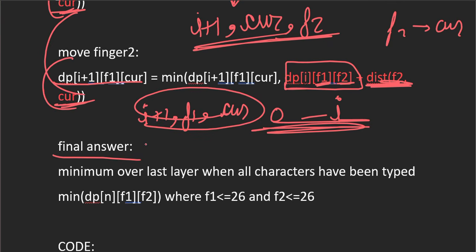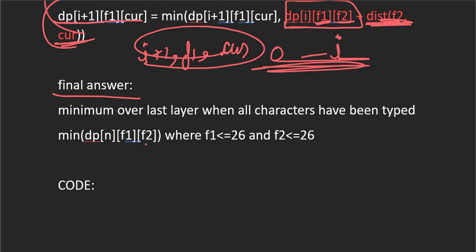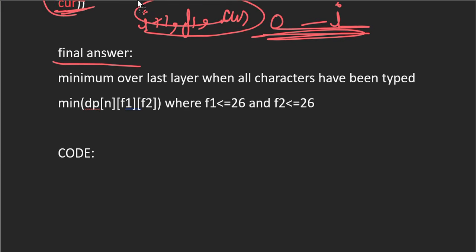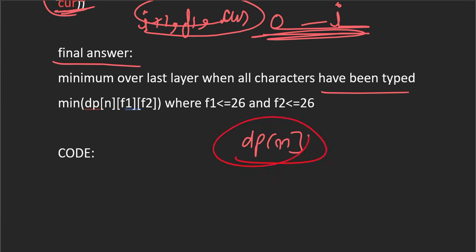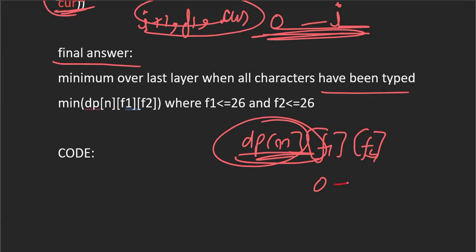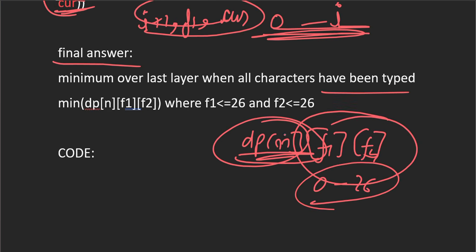And what will be our final answer? So our final answer will be the minimum over the last layer. Minimum over the last layer means when all the characters have been typed. So all the characters have been typed means dp of n. We have to find this. We have to check all the states of this dp of n, where f1 and f2 can be anything from 0 to 26. So we'll check all the distances and take the minimum one, right?